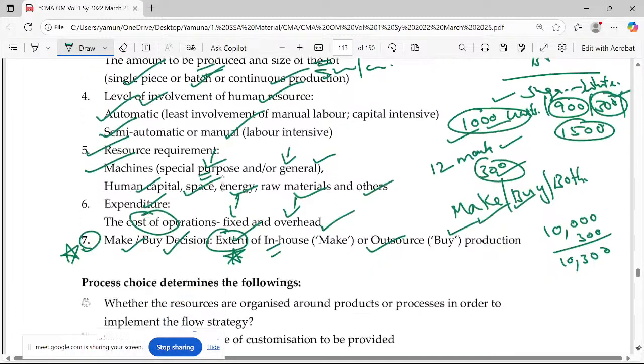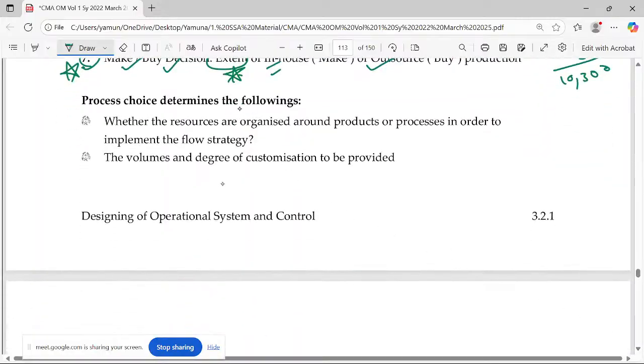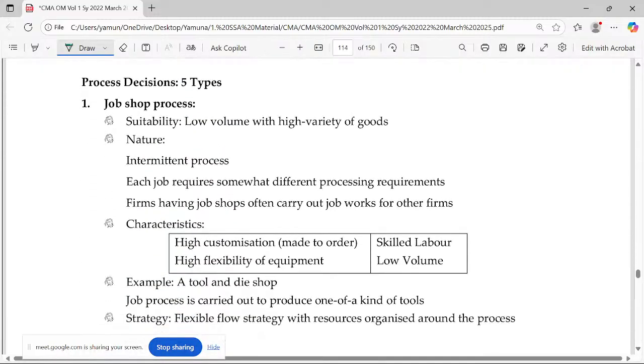Shall I take over? Process choice determines the following: whether the resources are organized around products or processes. Beautiful question, Papa. You have to ask this question before you start your work. Whether you're going to organize around the product or the process, which means your goal is process oriented or product oriented. With the help of resources you are producing, that is the manufacturing, or with the help of customer satisfaction, you're going to produce. And the volumes and degree of customization, these are the normal cases only.